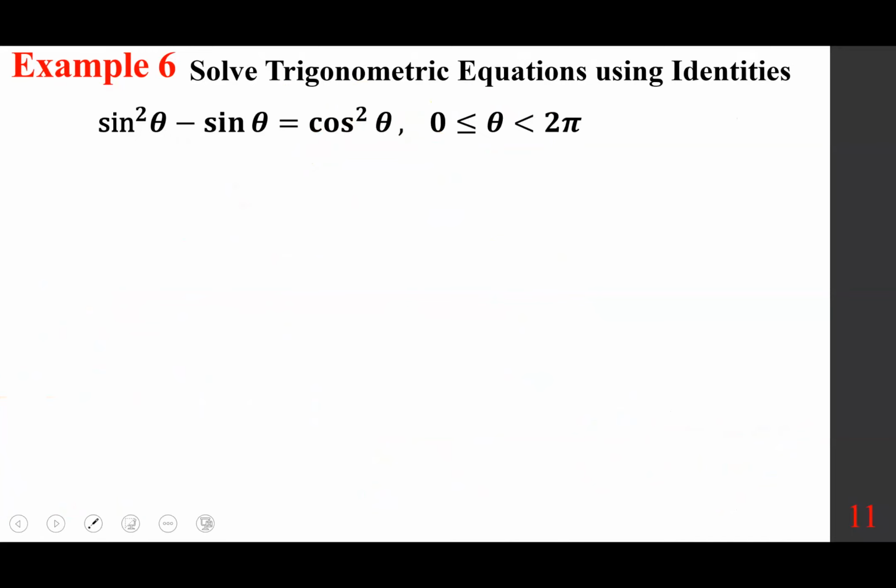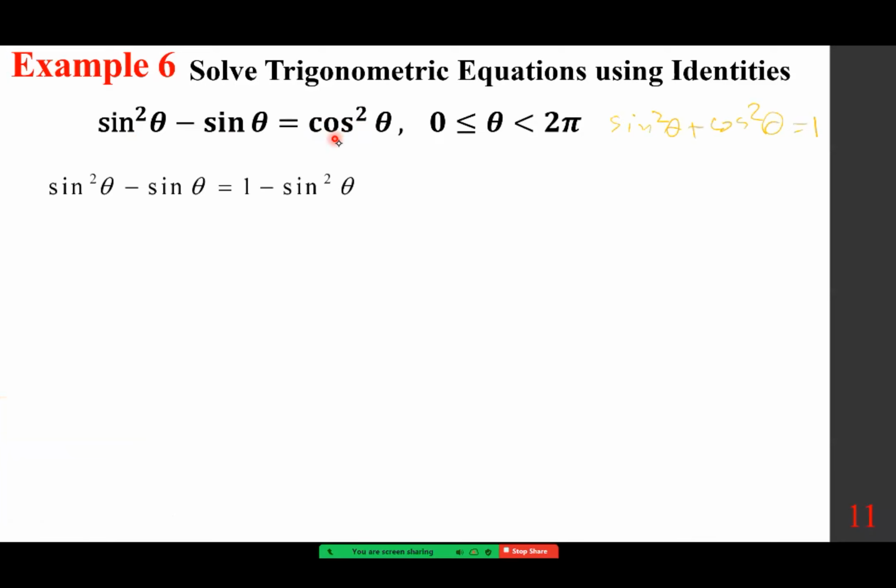Sine squared minus sine theta equals cosine squared theta. This is also a quadratic equation. How do we solve it? Because this is sine squared, this is sine. If we could change this into sine, it works out. And as you know, sine squared plus cosine squared is 1. Therefore, cosine squared is 1 minus sine squared. I'm assuming everybody knows that and can make the transition.